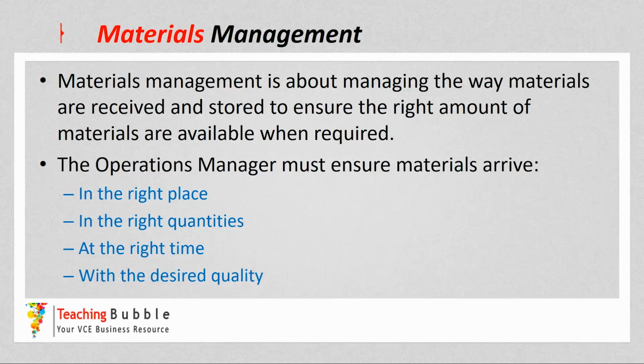So when a business actually wants to produce something, whether that be a good or a service, they have the right amount of materials required to actually produce that. So the operations manager needs to ensure that the materials arrive in the right place, in the right quantities, at the right time, and also with the desired quality, so that a good or service can be produced, but also it can be produced at the right time with the desired quality.